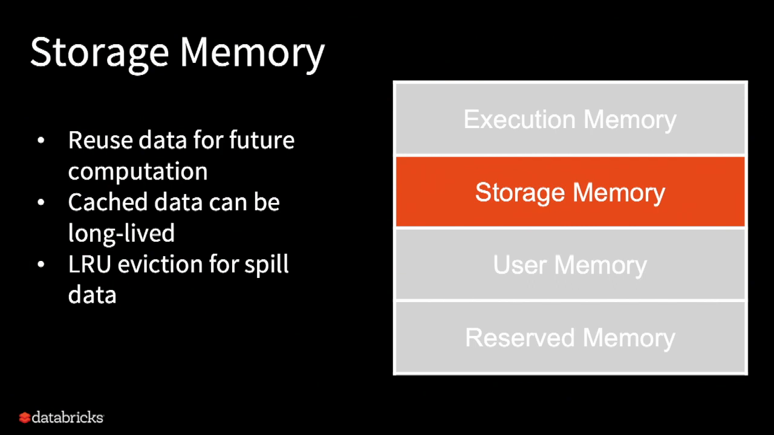The storage memory is for reused data for future computation. For example, some cached RDD. So you only need to recompute them for later computations. The cached data can be long-lived until they are explicitly released by the user. We use an LRU eviction approach to spill data to release the storage memory, which means we always evict the least recently used data. Thus we ensure we can keep the hottest data still in the storage memory, and the time consumption of fetching them can be as low as possible.